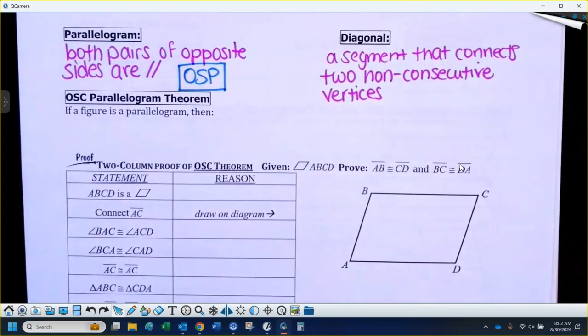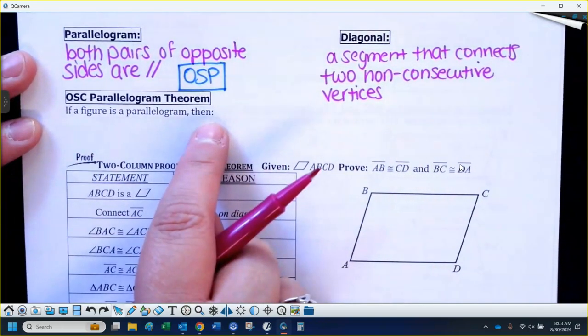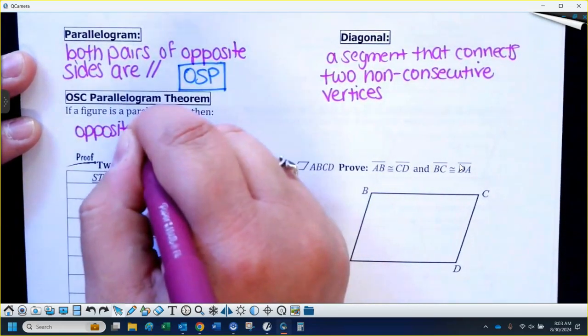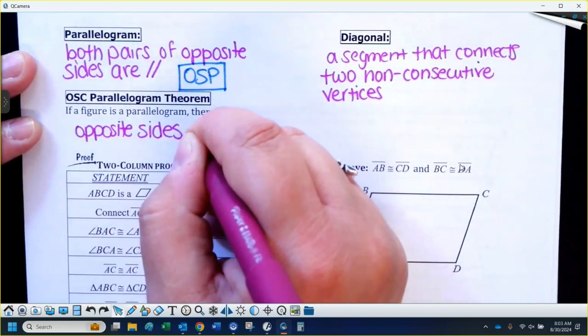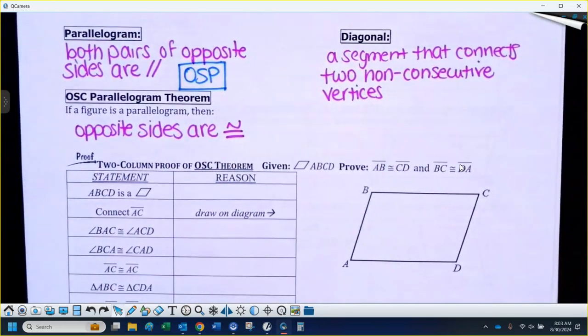All right, now I'm going to use that information to help us prove this first theorem. A theorem is not like a definition. A theorem is something that you have to prove. We're just going to do these proofs in the notes. Once we prove it, you can use this property. So the first one we're going to talk about, call it OSC. It says if a figure is a parallelogram, then opposite sides are congruent. And I'm just going to use the symbol for congruent there.